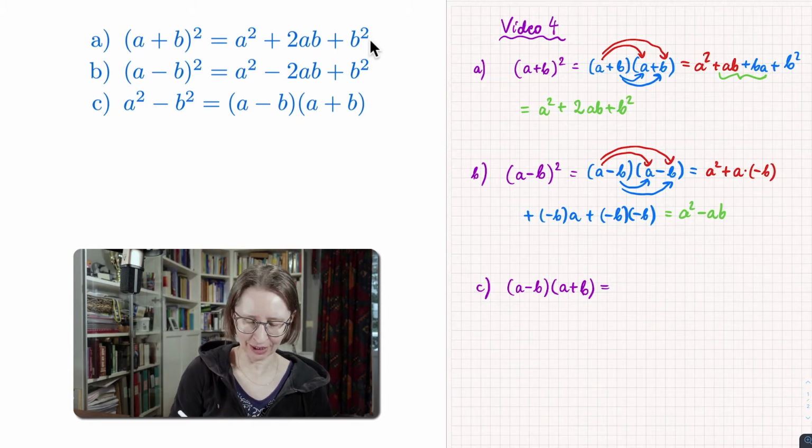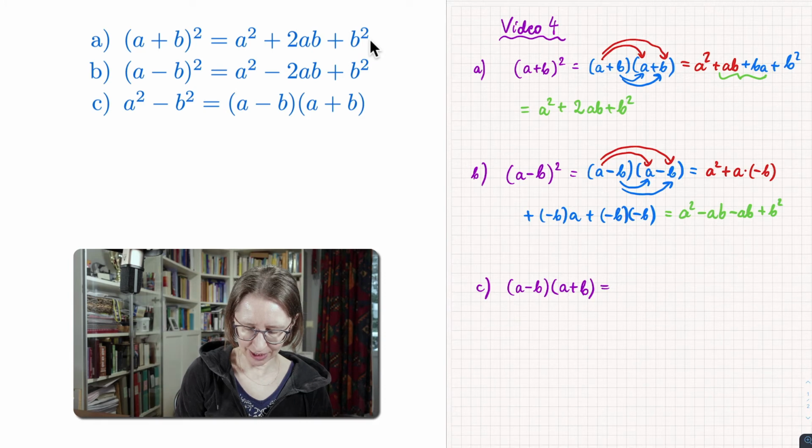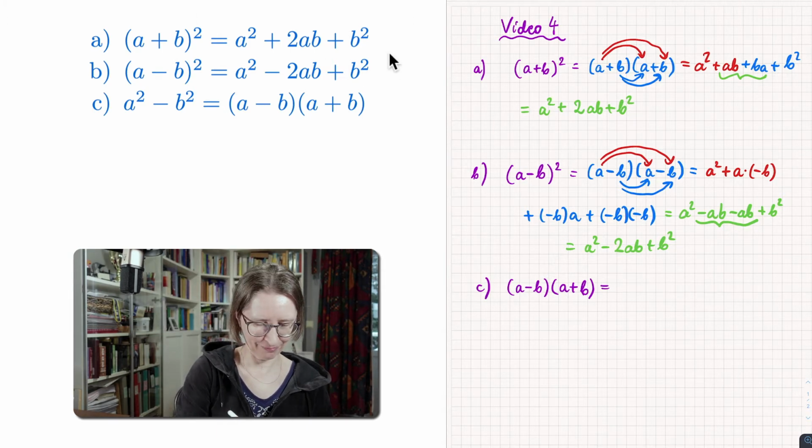Because again, multiplication is commutative. So I get minus ab one more time. And minus b times minus b is plus b squared. Remember, minus times minus is plus, right? So I get here plus b squared, and again I can group these two together and I will get a squared minus 2ab plus b squared. And this is exactly where I was supposed to arrive.